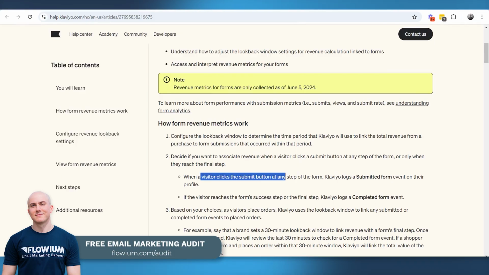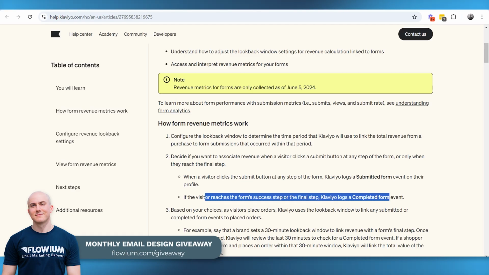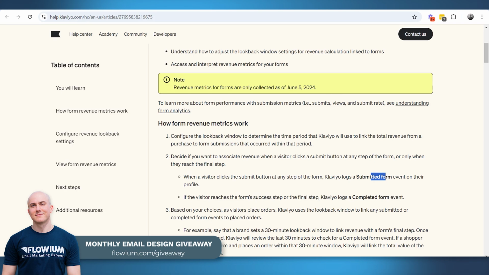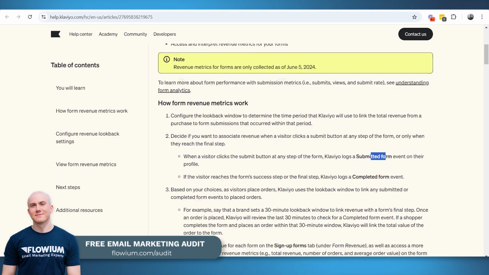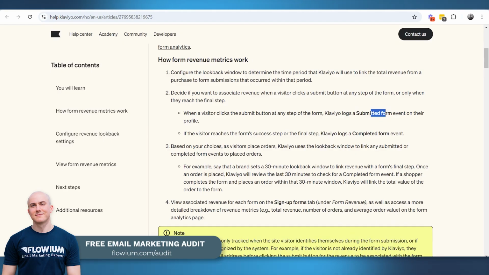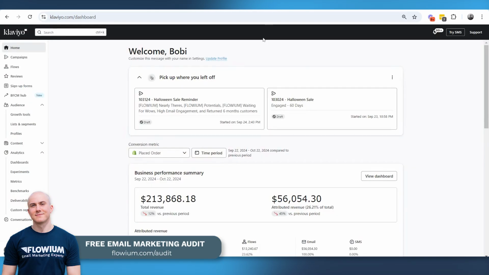Submitted form is if you have a form with multiple steps and people submit one of the steps but not the others. This would be submitted form. But if people finish all of the steps, then this would be completed form. So completed form should always have fewer people than submitted form, except if all of our forms have only one step, and then those would be equal, I guess. So that would be the main thing about the two different metrics.